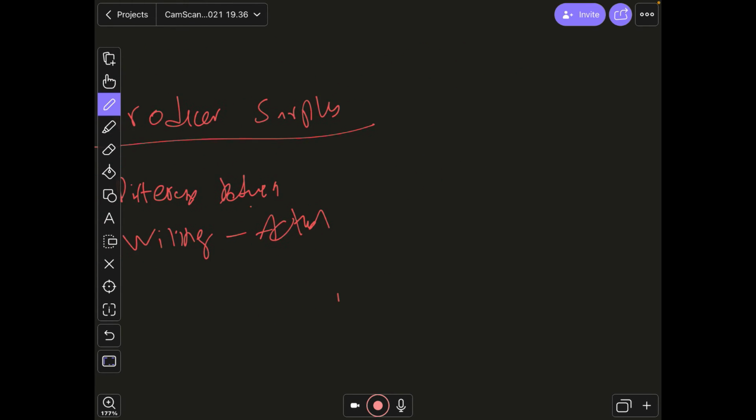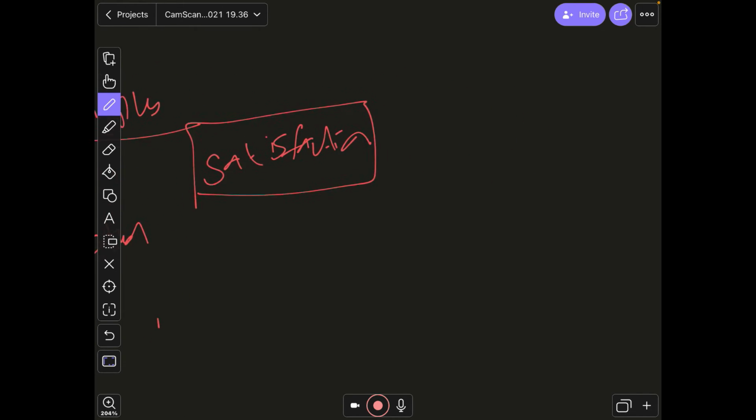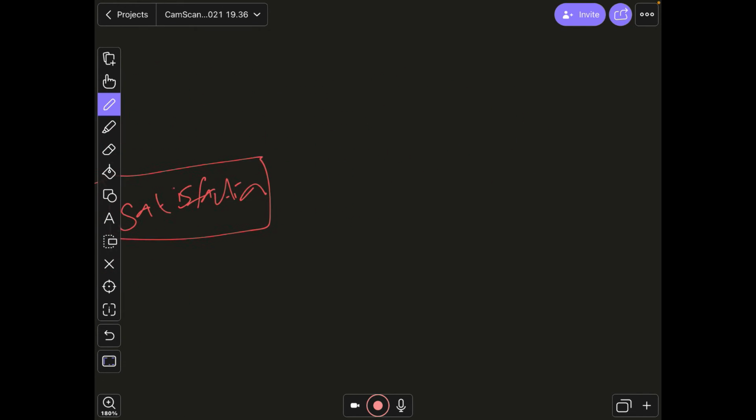So this also leads to excess utility, which is also known as satisfaction. The producers are satisfied because they're earning more money: they were willing to supply at a lower price too, but they end up getting more money.